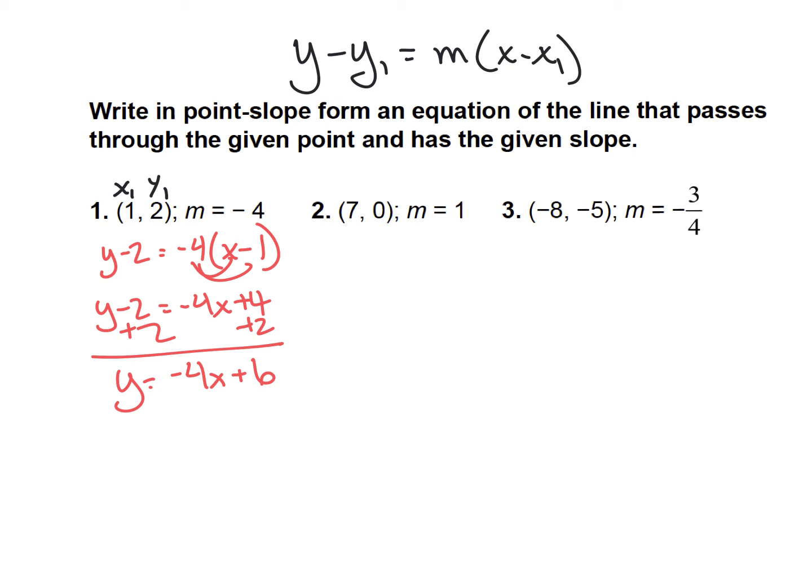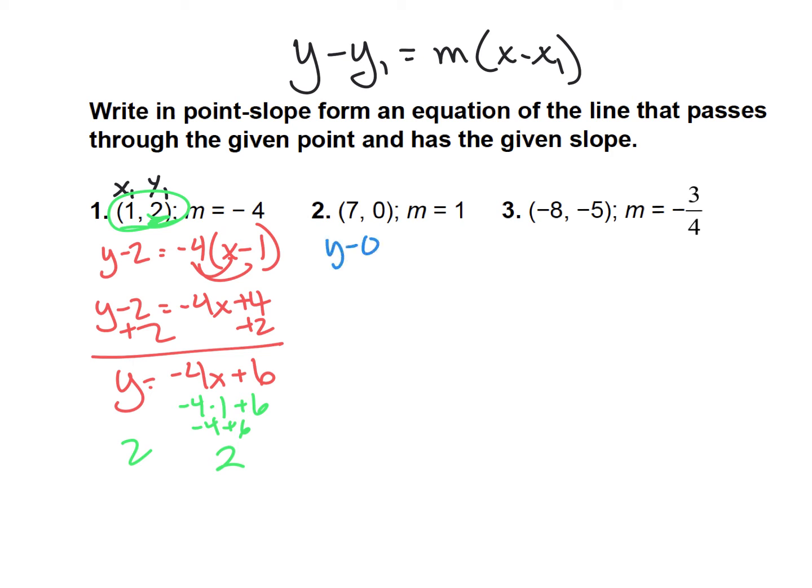And you should be able to check your work. Plug your x and your y in. It should totally work out. So negative 4 times 1 plus 6. So negative 4 plus 6 gives me 2. And that is what y is. So we know we did it right. Let's do it again.